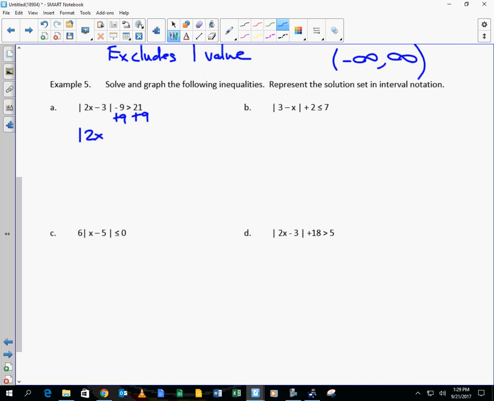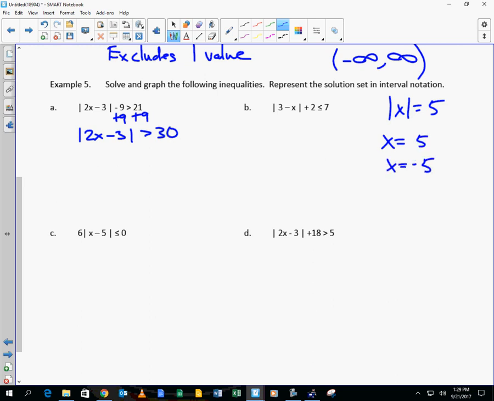So I have absolute value of 2x minus 3 is greater than 30. And now the rule of thumb is when you get rid of an absolute value sign, for example, if the absolute value of x is equal to 5, I have two solutions. What are those two solutions? Yeah, 5 and negative 5.